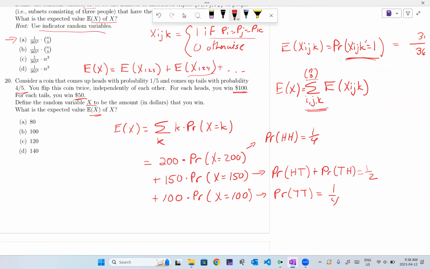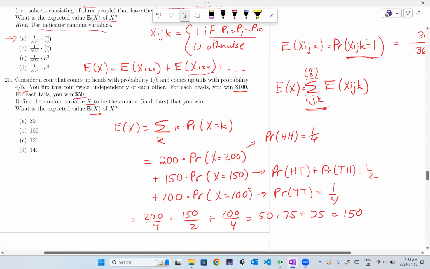So I have 200 times a 1/4 plus 150 times a half plus 100 times a quarter. That's equal to 50 plus 75 plus 25, or 1. Where did I go wrong?